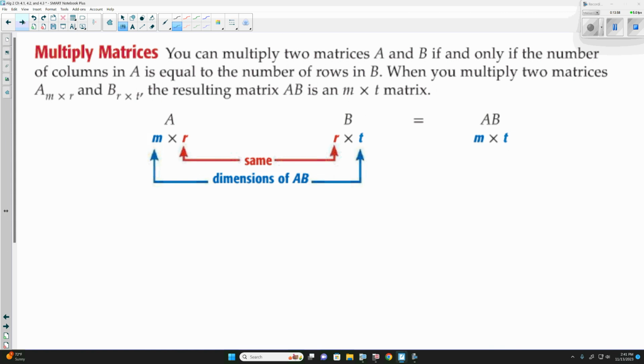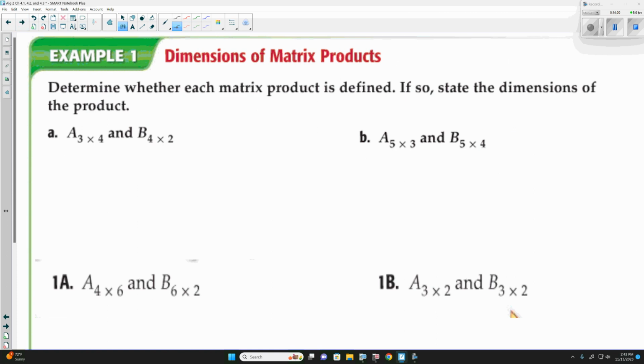But for us to be able to multiply two matrices, the columns of the first has to match the rows of the second. And if they do, then we can multiply them, and the new dimensions is the rows of the first by the columns of the second. So if we look at this first one here, A, 3 by 4 is being multiplied by B, 4 by 2. Columns of the first, does it match the rows of the second? Yeah.